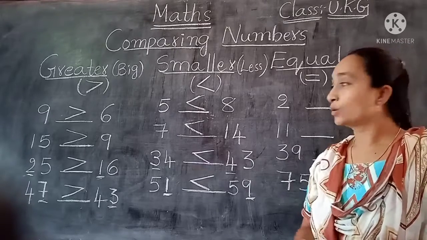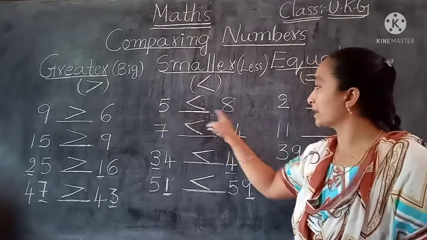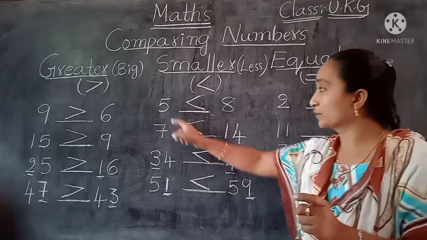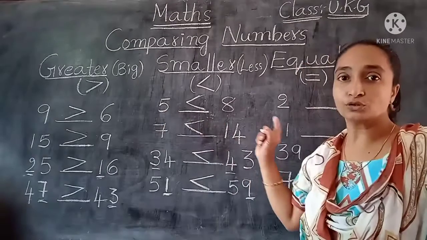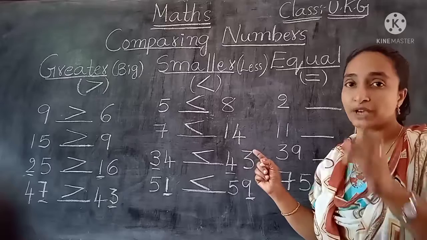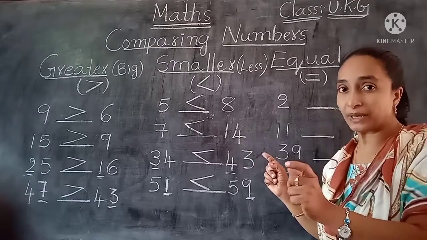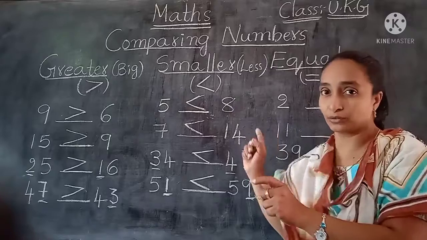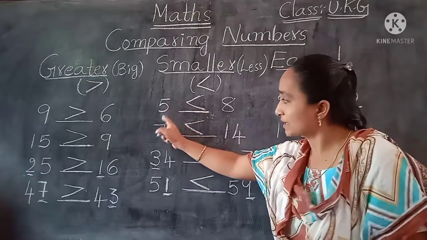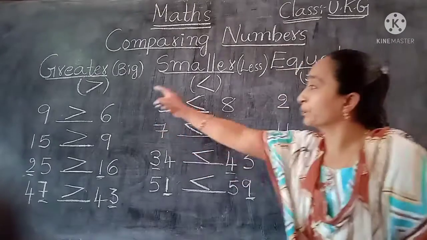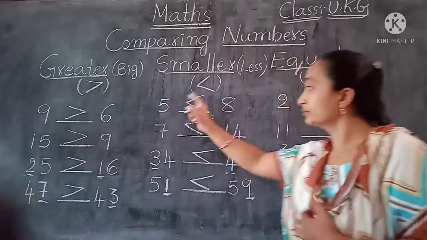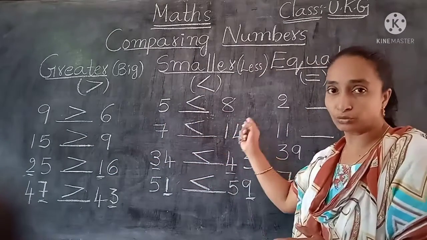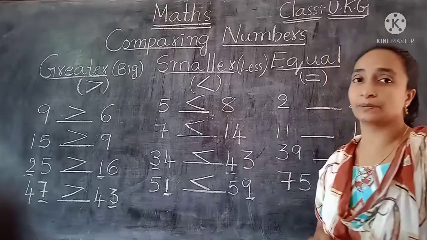Okay children. Only this number we can take. So we are comparing these two. When we are comparing two numbers, we have to first compare this number to the other number. We have to check whether this number is greater than that number or less than that number. So if this side number is big, the greater than symbol. If this number is small compared to the other number, the less than symbol.